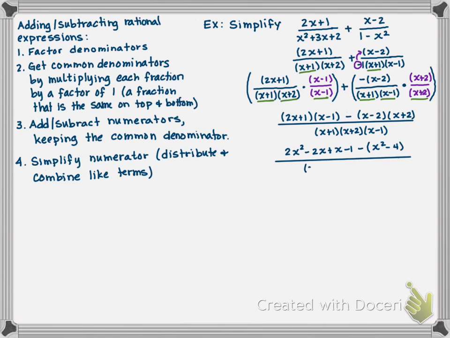So my middle term's added to 0. So we have x plus 1 times x plus 2 times x minus 1. And now we'll distribute that negative. So I have 2x squared. I'm going to combine that negative 2x and x here. Minus 1 minus x squared plus 4.